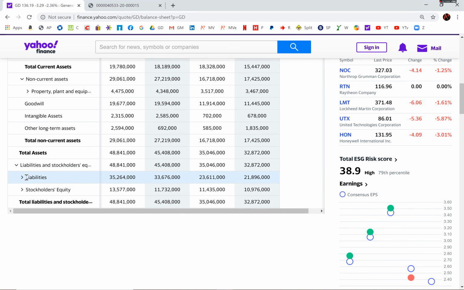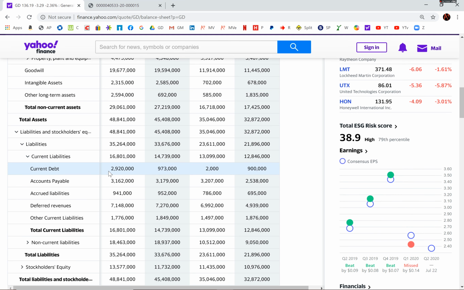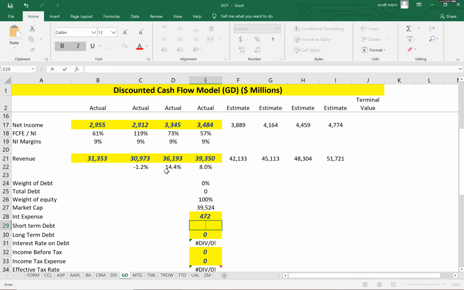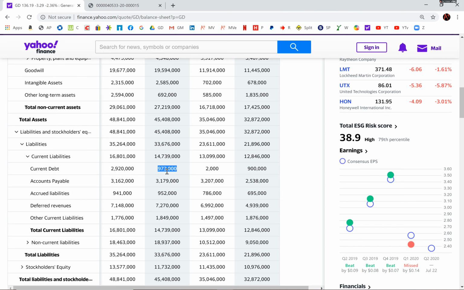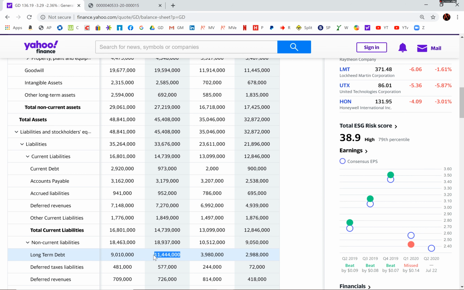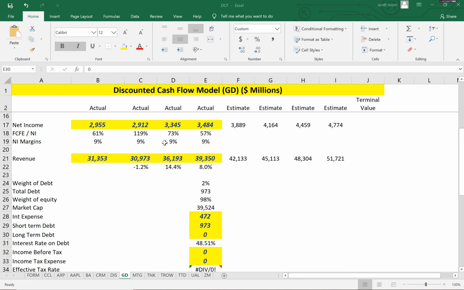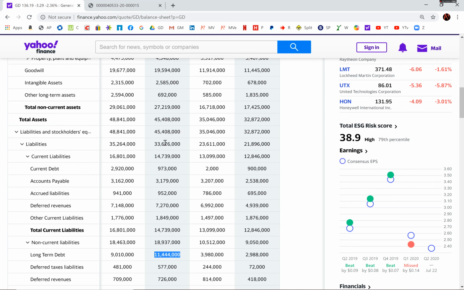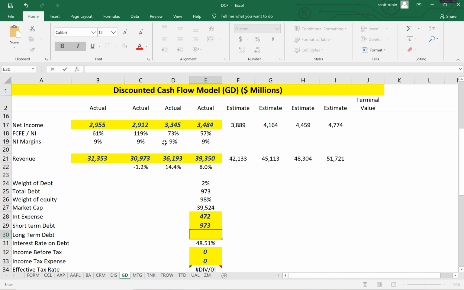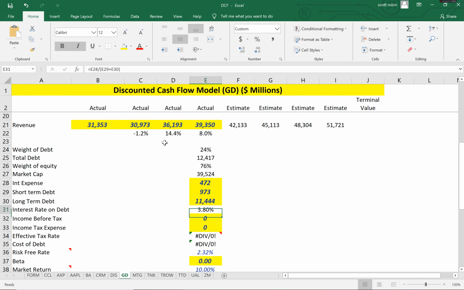Okay, that was the assets. Let's look at the correct section, the liabilities. Current debt is debt due within 1 year. A lot of companies don't even pay the debt when it's due. They just get new debt to pay the old debt, kind of like a Ponzi scheme, new money paying the old money. And then the long-term debt, which is the debt that's due beyond 1 year, is 11 billion. So this company pays 3.8% interest on its debt, which looks correct.